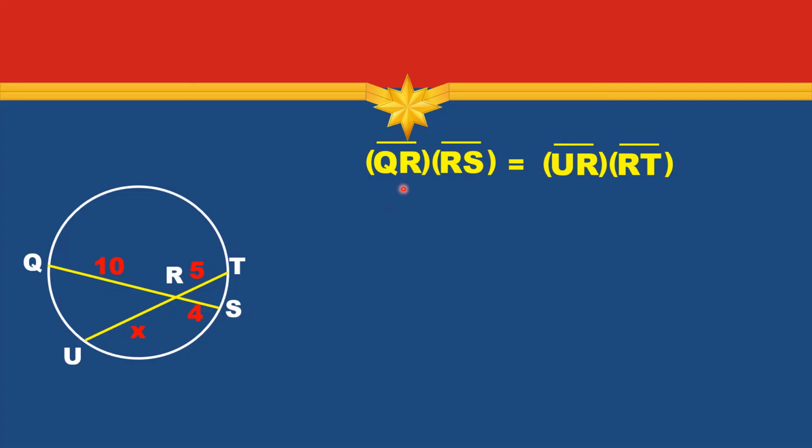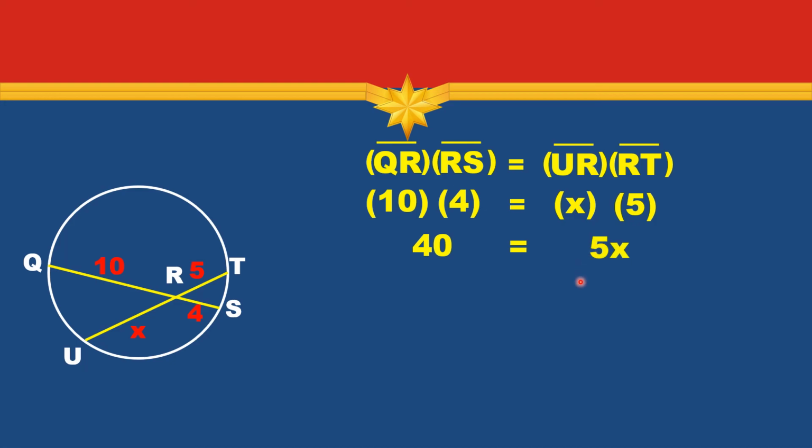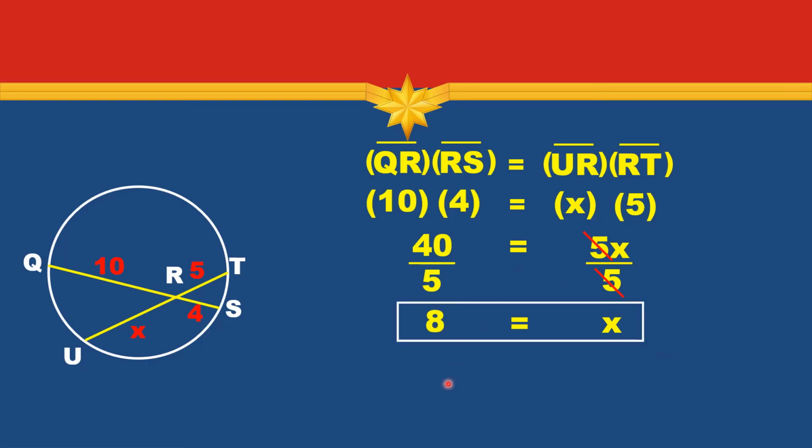By substitution, QR is 10 times RS is 4, equals, UR is missing, and RT is 5. So, solving for X, we have 10 times 4 is 40, equals, X times 5 is 5X. By division property of equality, we have to divide both sides by 5 para ma-cancel yung ating 5. So we have X is equal to 40 divided by 5 is 8. So that is our missing segment.